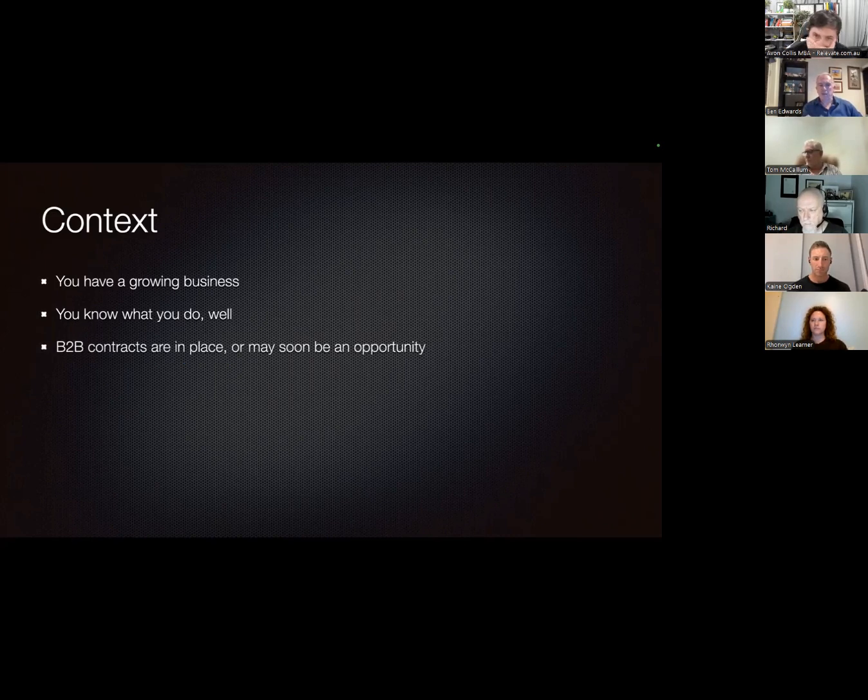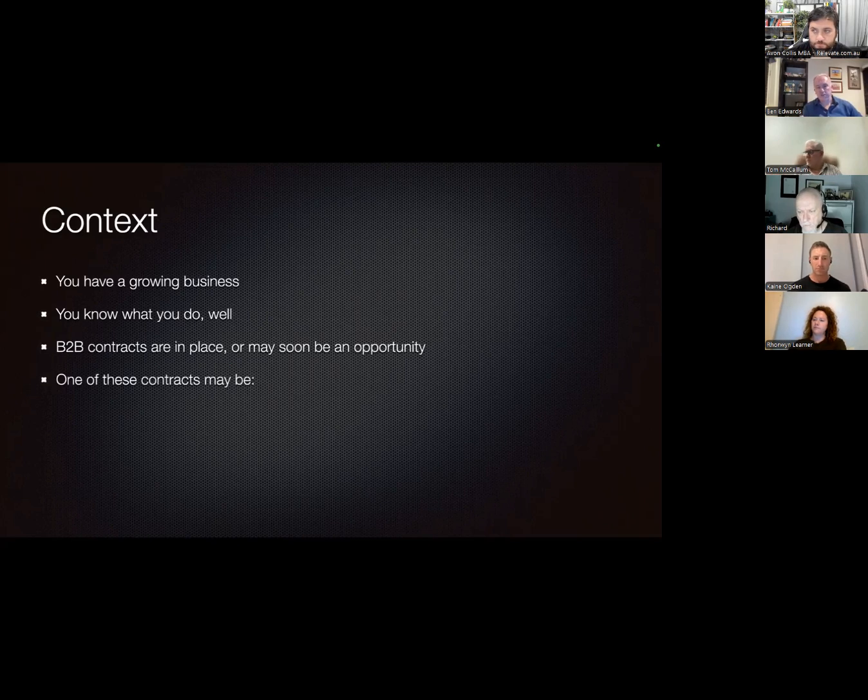So basically, the context I'd like to present for Relevate is that a lot of people here have growing businesses and you know what you do well. It's not about the services you sell, whether it be IT or operations and maintenance or your services as a business. It's delivering them in a B2B context. And those contracts start to come into place. Or you may soon start to see contracts as an opportunity. And therefore, you need to start thinking about contract management as a potential issue for your business.